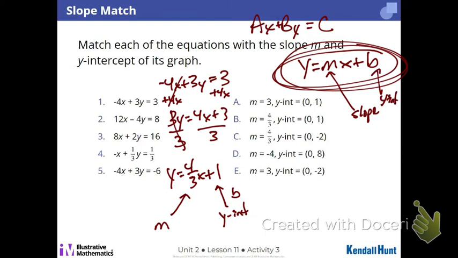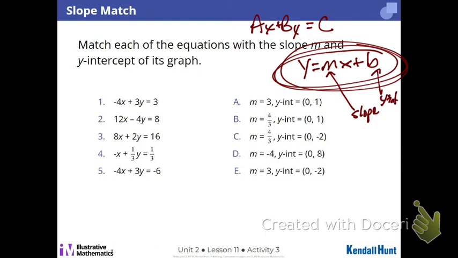All right, so 2, 3, 4, and 5. Let's go. Get y alone. I'm going to ask for some help for problem number 2. I'm looking to get y alone. What's the first move, Tess? Which one are we on? 12x minus 4y equals 8. I want to get y alone.